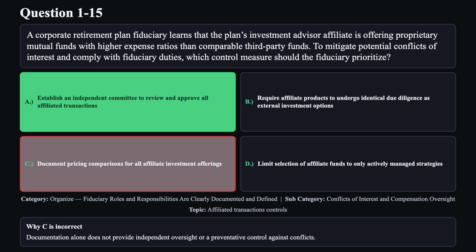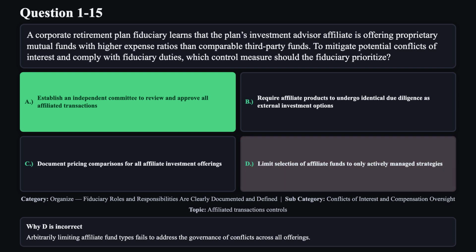Reason C is not correct. Documentation alone does not provide independent oversight or preventative control against conflicts. Reason D is not correct. Arbitrarily limiting affiliate fund types fails to address the governance of conflicts across all offerings.